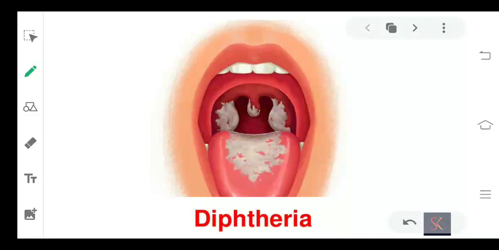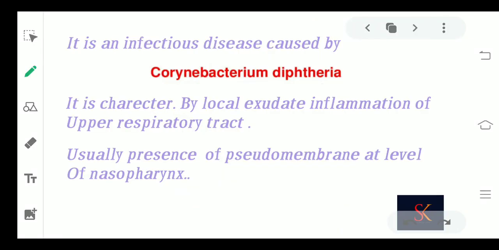Today we'll be studying about diphtheria, which is important as a short note and a viva question. Moving ahead, it is a very easy clinical disorder with a characteristic feature. It is an infectious disease mainly caused by Corynebacterium diphtheriae. This is the name of the agent. It is very important to remember the name of the agent which leads to diphtheria, that is the Corynebacterium diphtheriae.